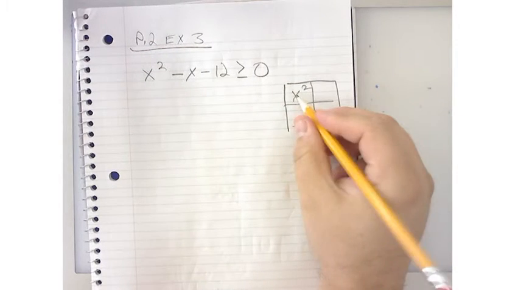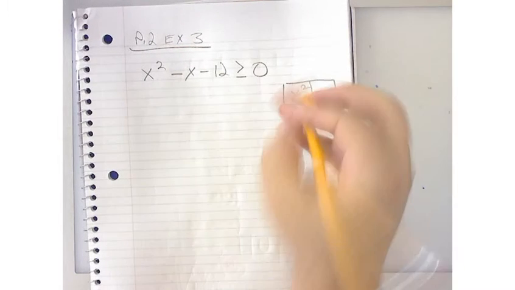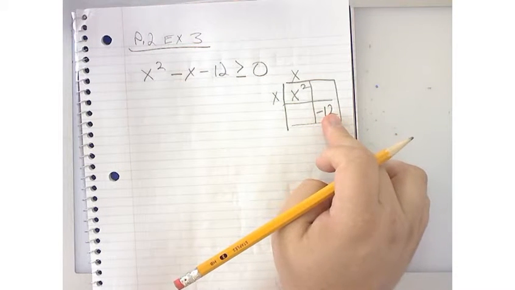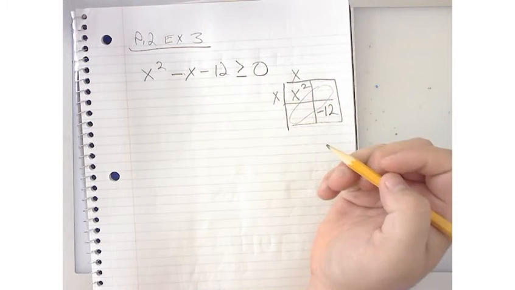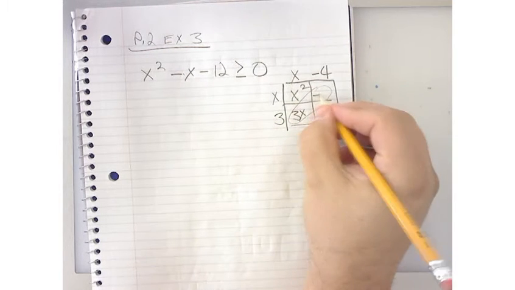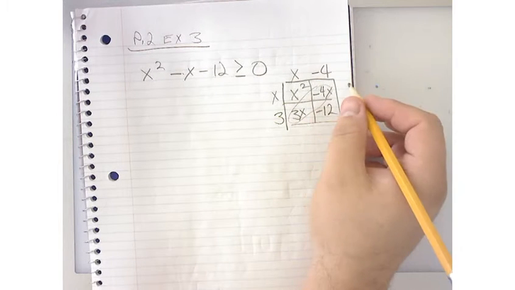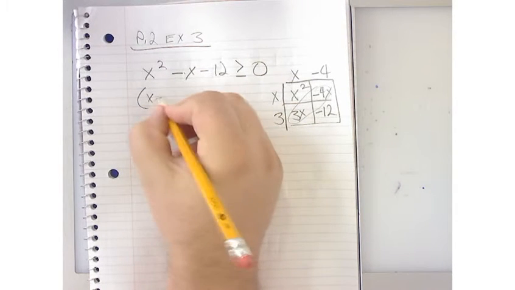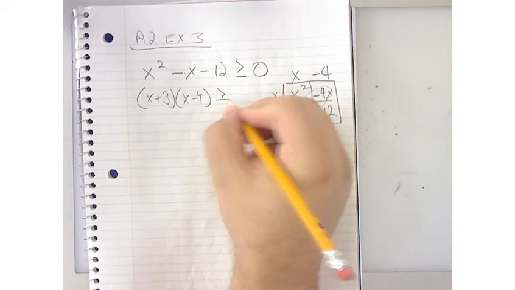So if I say x squared and then minus 12, this is x times x, and then I need to think of two numbers that when I multiply them I get negative 12, but when I add them up I'm going to get negative 1, right? And so if I put negative 4 here and a positive 3 here, that'll give me 3x minus 4x, and that would be negative 1. Does that make sense? So what I'm really saying is that x plus 3 times the quantity x minus 4 is greater than or equal to 0.